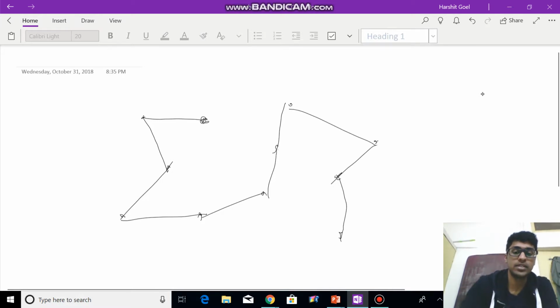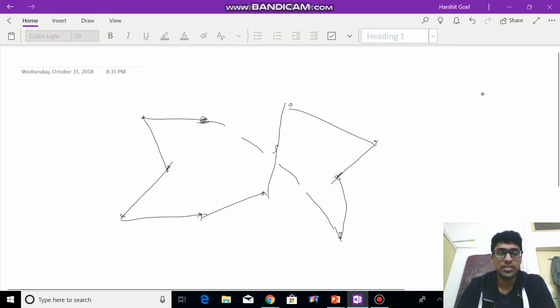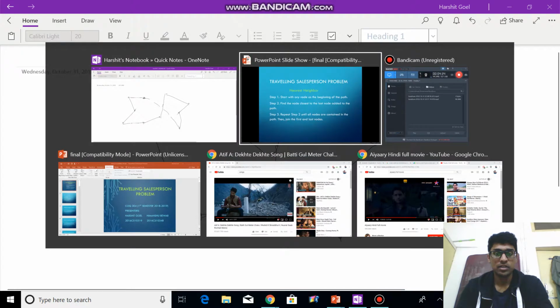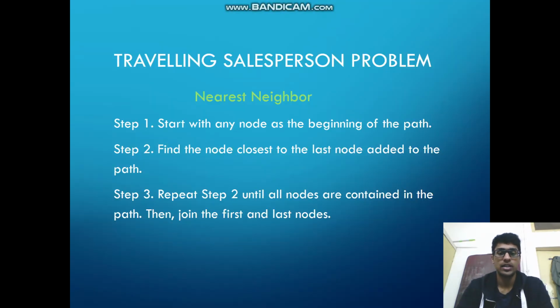But as we can see, at this point we need to cover this long distance. So we can get an idea already that this algorithm might have some problem. It might not be accurate to just go to the nearest neighbor, and we'll see another example in the slides.